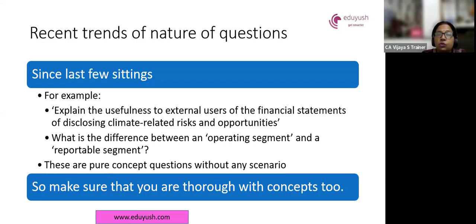Now, what is the observation in the last few sittings is that, okay, you have questions like explain the usefulness to external users of financial statements of disclosing climate-related risk and opportunities. Now, this is a question that is totally a theory question, just a pure concept question without a scenario. So I'm observing that in the last few sittings, within question 2, question 3, question 4, or especially question 4 and question 3, they are including such kind of questions without a scenario. So if I don't have proper conceptual understanding of the standard, I cannot score the marks. Okay. So this is a new thing.